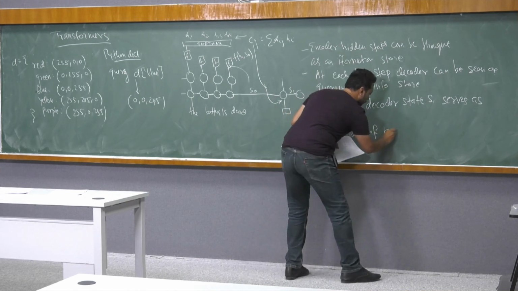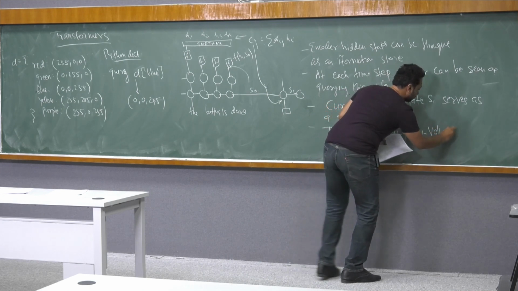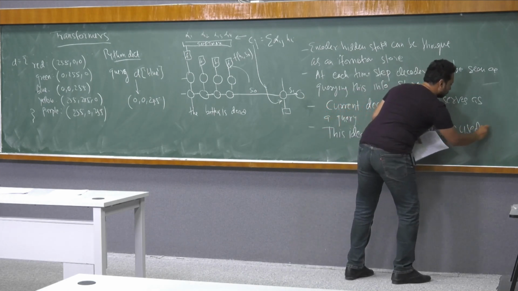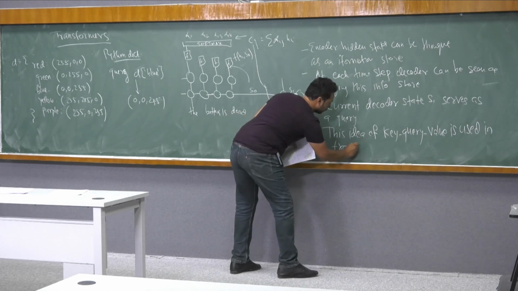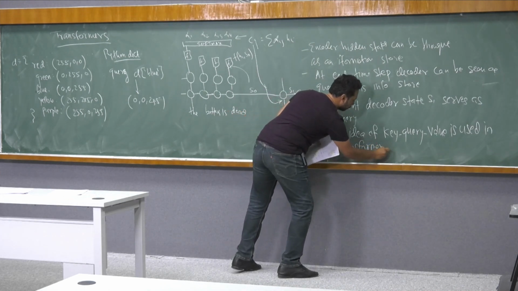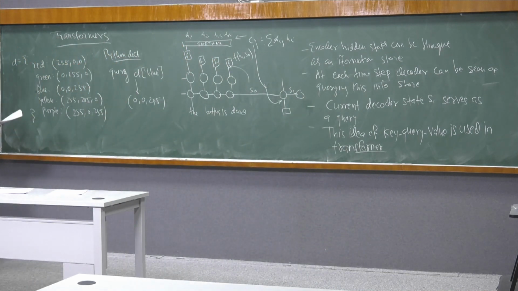Okay, so this idea of key, query, value is used in modern day architectures like transformer that we will study today. So this is the idea. So we can get a bit of intuition from here when we go and develop a transformer architecture, but there are a few more ingredients.